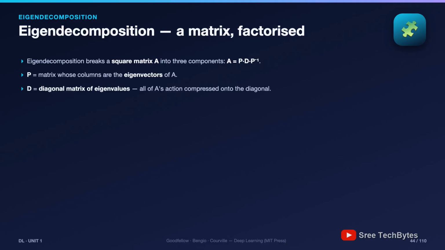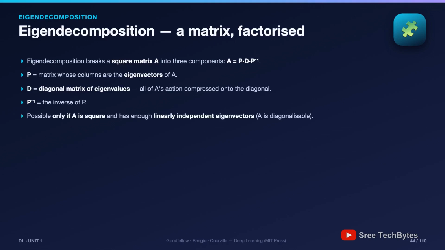Here's how to read that formula right to left, like a story. P inverse translates us into the eigenvector coordinate system. The diagonal matrix D does simple, independent stretches along each axis. And P translates back. So every diagonalizable matrix is secretly just stretching, viewed from the right angle. That's a stunning fact. The fine print for the exam: this only works if A is square and has enough linearly independent eigenvectors.